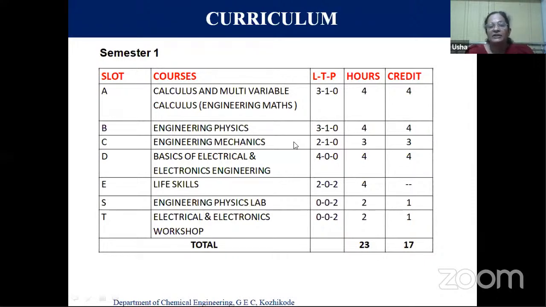First semester and second semester are common. After that, from the third semester onwards, the specialized branch subjects come. Different subjects are studied in different branches.